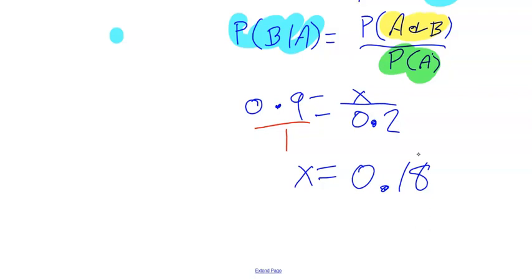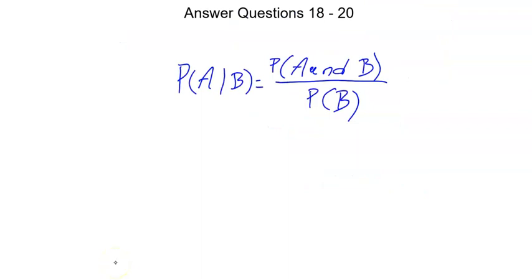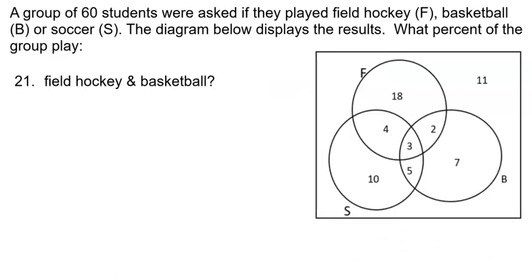You are going to take that same information and answer questions 18, 19, and 20. Remember, there is the formula you are going to use: the probability of and over the probability of what's already happened. So that is for 18, 19, and 20. 21, 22, 23, 24, and 25 use this Venn diagram, where we are told a group of 60 students were asked if they played field hockey, which is the F, basketball, which is the B, or soccer, which is the S. The diagram below shows the results.